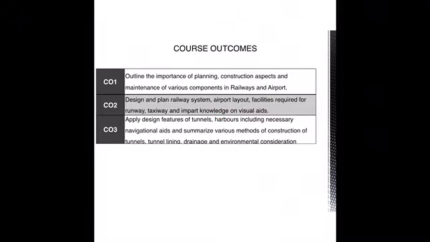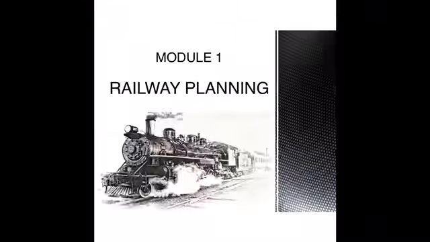The student should also have the knowledge to apply the features of tunneling and harbors, including the necessary navigation aids, and should be able to summarize the various methods of construction of channel lining, drainage, and the environmental considerations. So here we have made the 3 COs, and after the completion of the 40 hours, the student should be able to attain all these COs. Now let us start the discussion with module 1, that is railway planning.